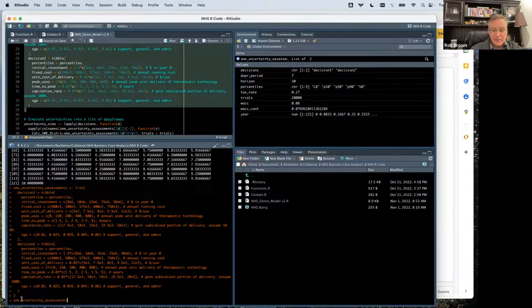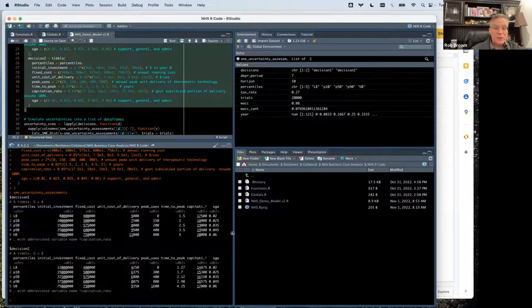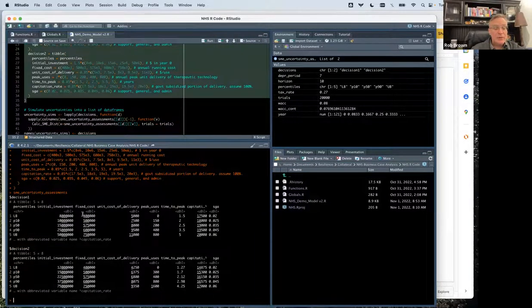But this is what those uncertainties would look like in a table, right? So I've taken the manually created version of these uncertainties and put them into a list of data frames. The list is organized by the decision that we're making. The variables are organized in their rows by the parameters of the uncertainty, the distribution of the uncertainty.